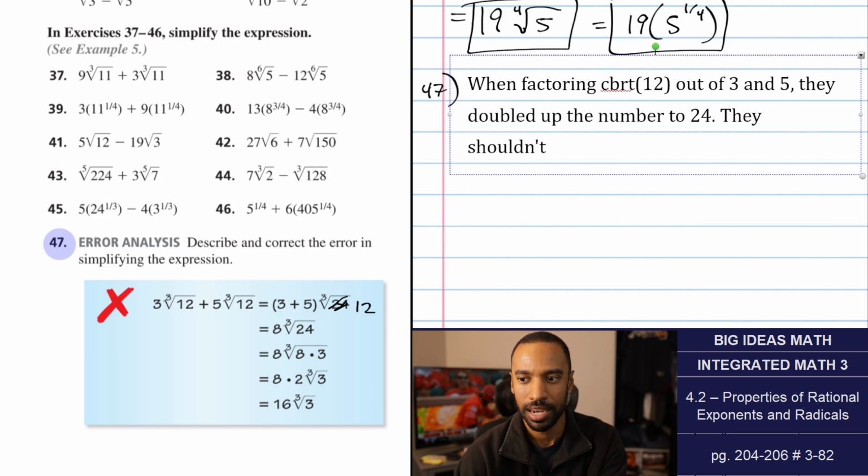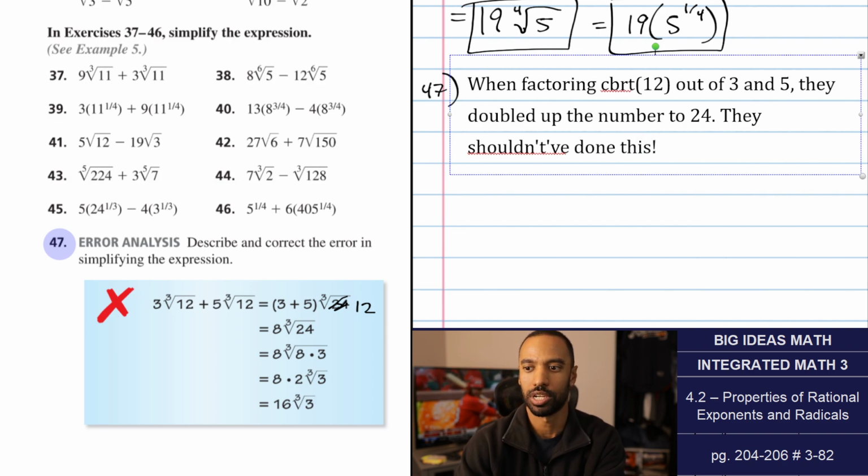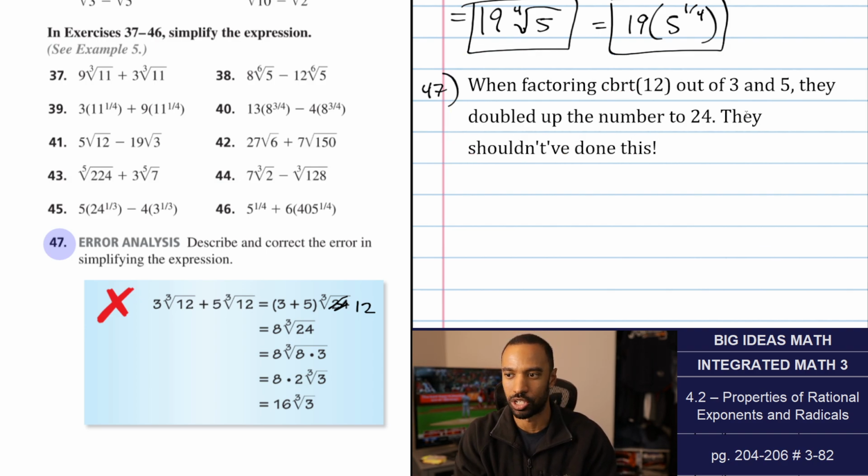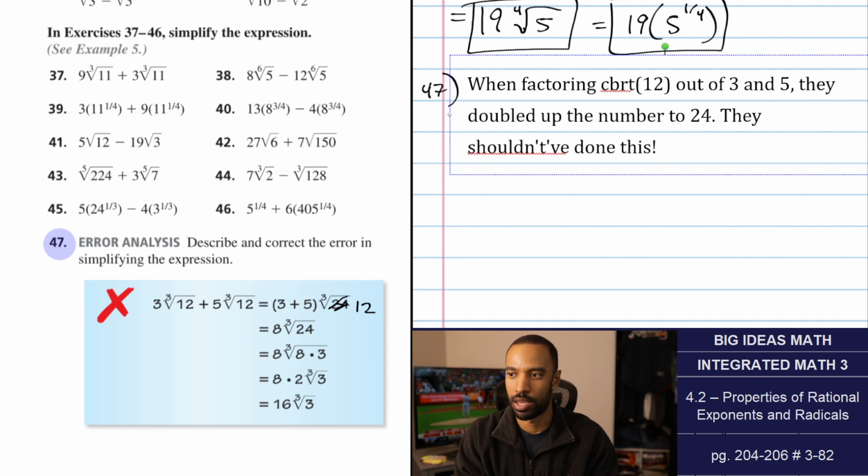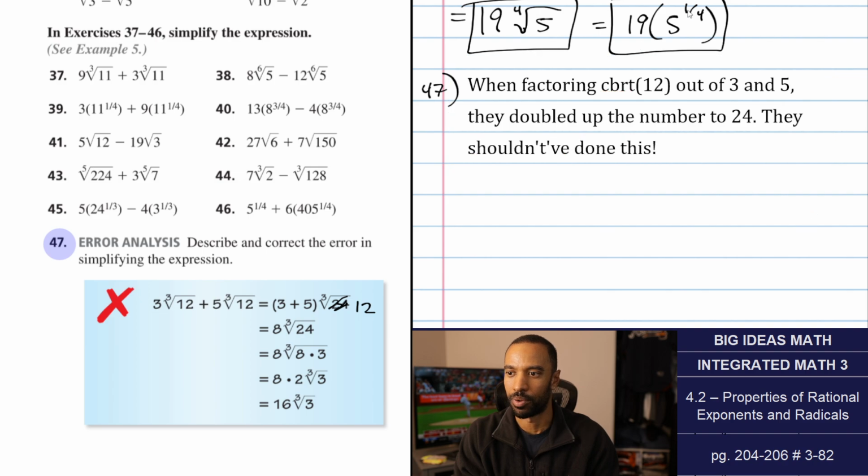They shouldn't not do that. They shouldn't have done that. They shouldn't have done this. Hey, shouldn't have is a perfect double contraction. And you are a they. Come on now. They shouldn't have done that. All right, I'm going to write it like that.